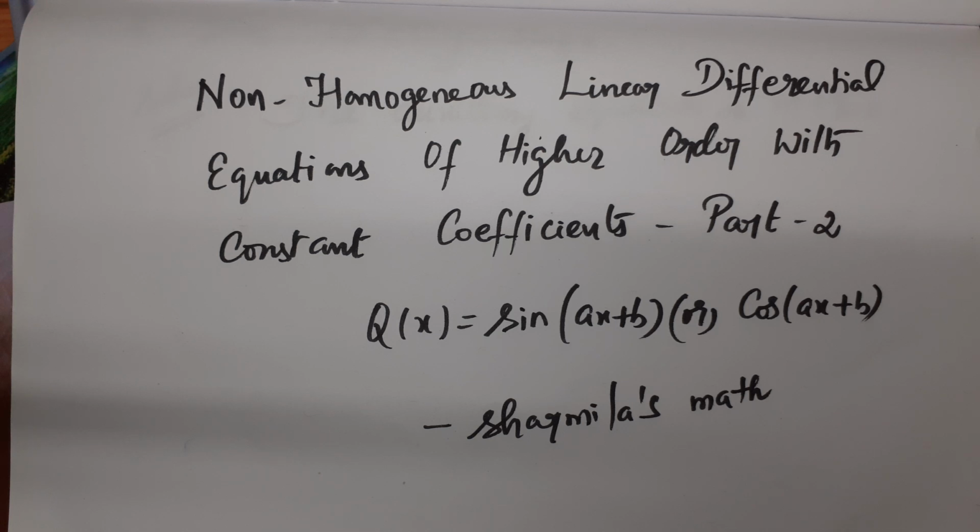Here, this is the second case when the right side, that is q of x, is of the form sin ax plus b or cos ax plus b. I am going to explain how to find the complementary function and particular integral and how to write the final general solution.